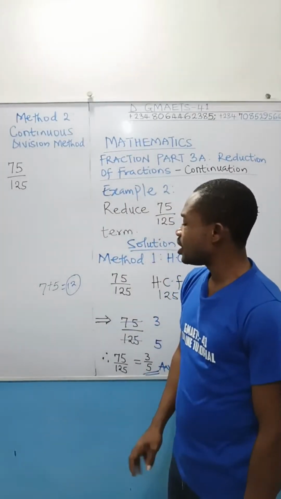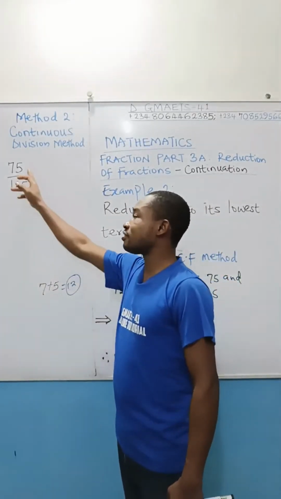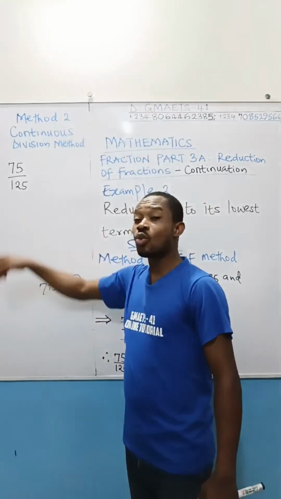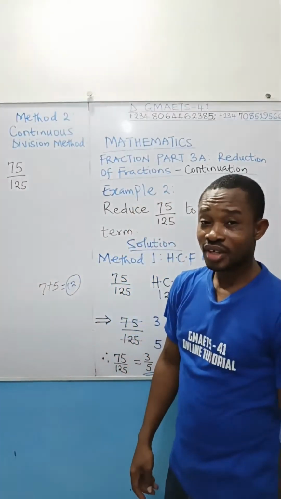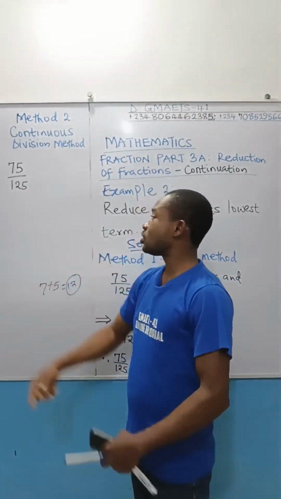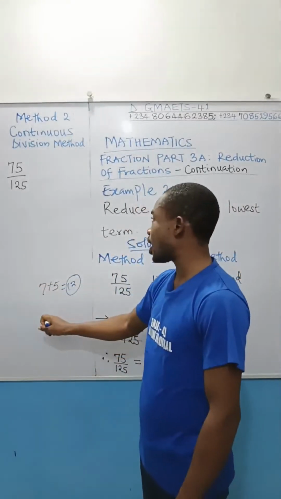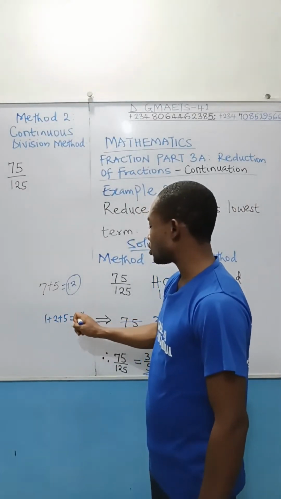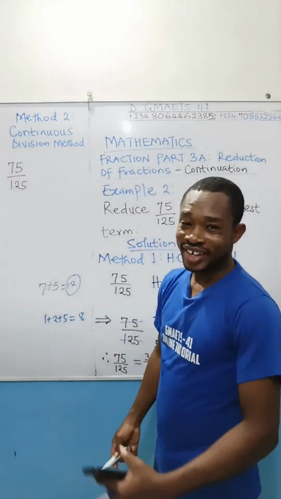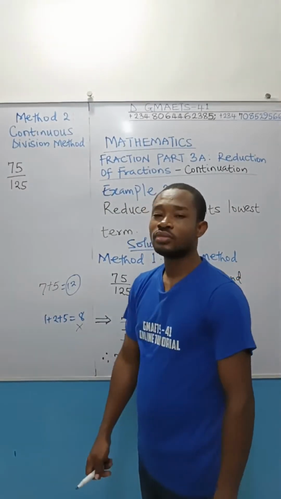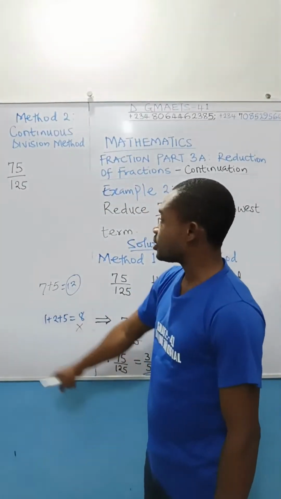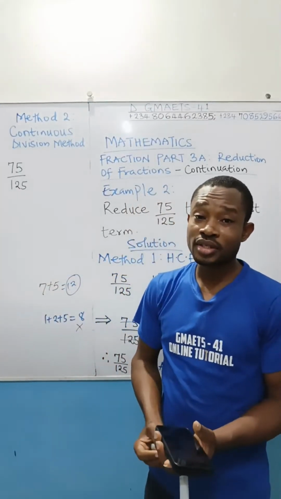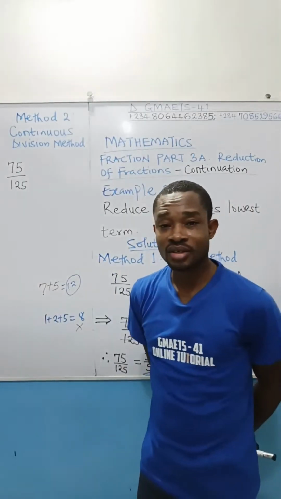So let's move on. Now, I know that the smallest number that can divide 75 is 3. But can that smallest number 3 also divide 125? Let's find out. In 125, you have 1, 2, 5. If you add the digits 1 plus 2 plus 5, you are going to get 8. Can 3 divide 8? No. Since 3 cannot divide 8, it means that 3 cannot divide 125.